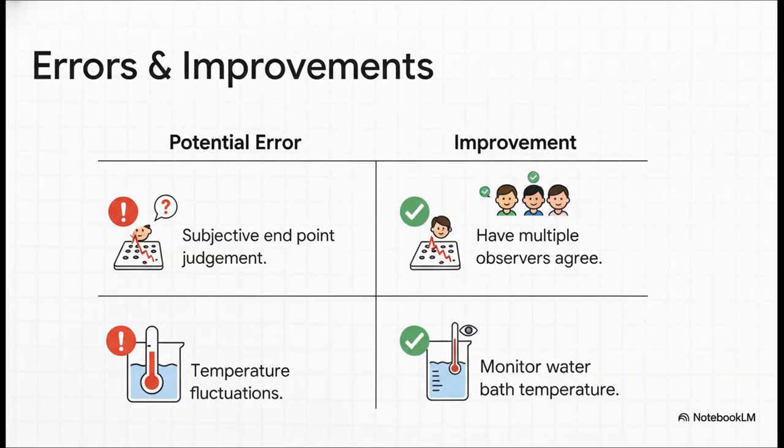Another classic exam question is about evaluating the experiment. Because let's be honest, no practical is ever perfect. It can be tricky to judge exactly when the color changes, right? That's a source of error. To get top marks, you need to spot these little issues and suggest sensible ways to improve them.